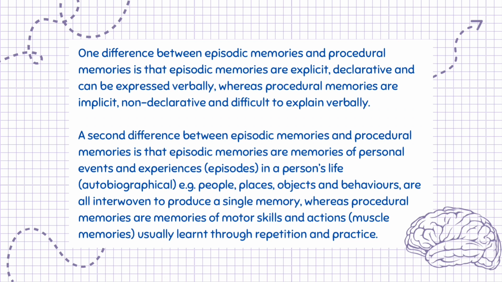A second difference between episodic memories and procedural memories is that episodic memories are memories of personal events and experiences, episodes, in a person's life, autobiographical, e.g. people, places, objects and behaviors are all interwoven to produce a single memory, whereas procedural memories are memories of motor skills and actions, muscle memories, usually learnt through repetition and practice.